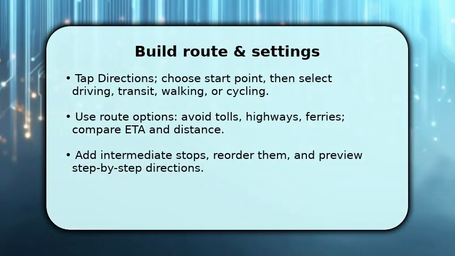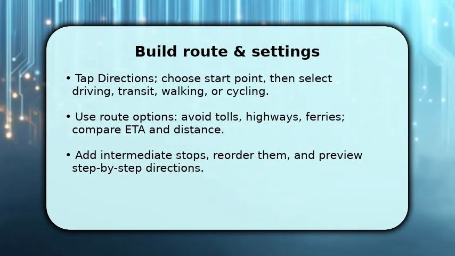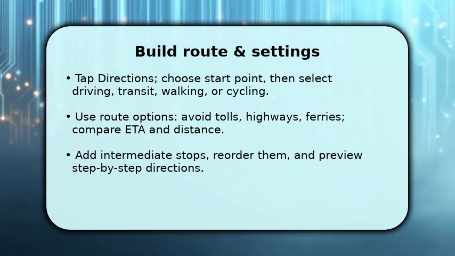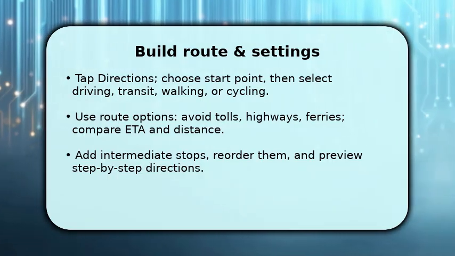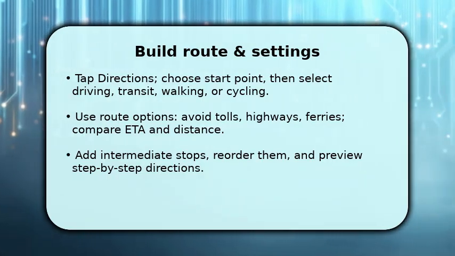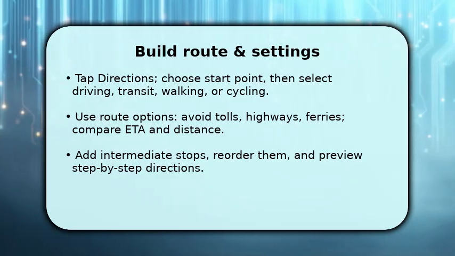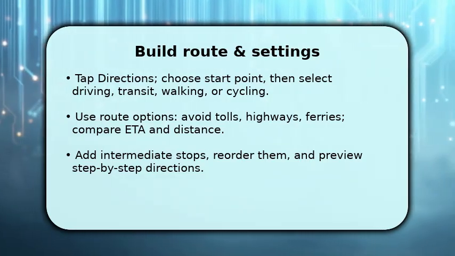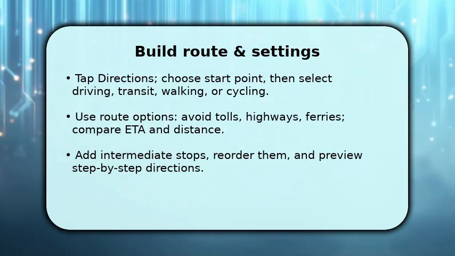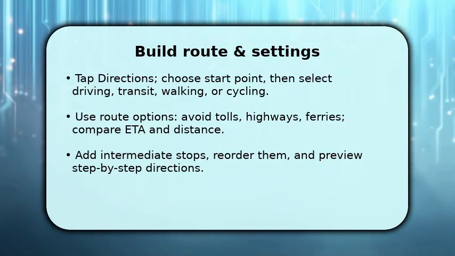Once you tap directions, enter your start point or use your current location. Then pick driving, transit, walking, or cycling to match your mode. Compare suggested routes in ETA and use route options to avoid tolls, highways, or ferries when needed. This customizes travel time and cost.